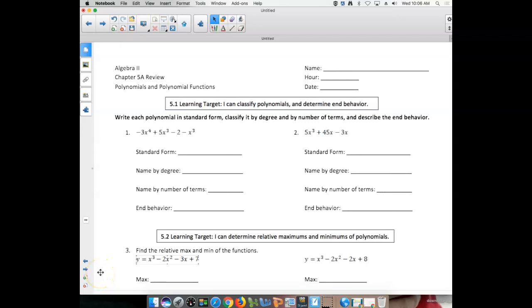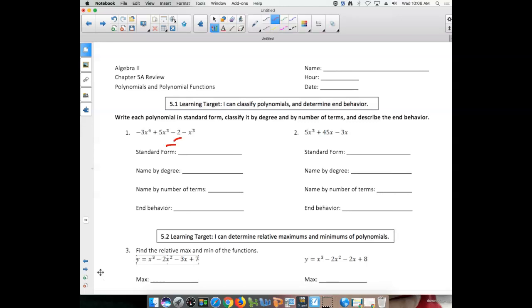All right. In our first section here, number 1 and 2, reminder you have a chart for these, you guys, in 5-1A. If you don't know your chart, what do I need you to do? Study. Thank you. Standard form, what does that mean? Highest power to lowest power. Okay. So on number 1, what should we write first?